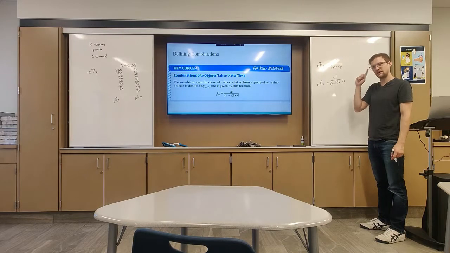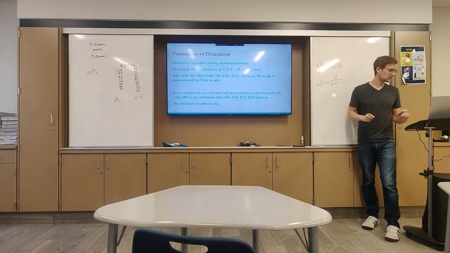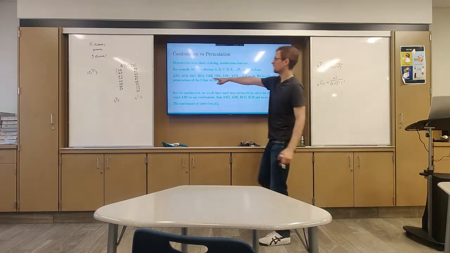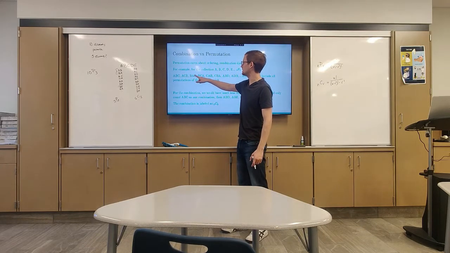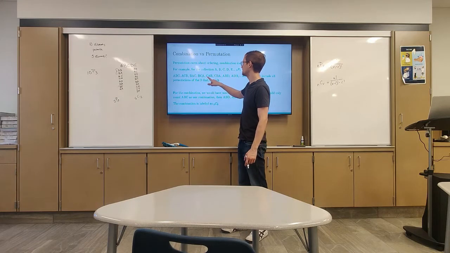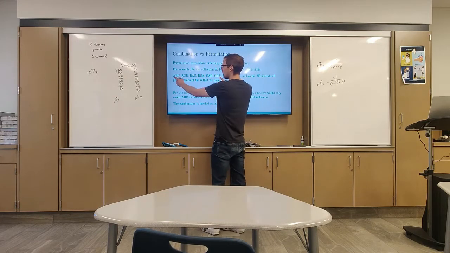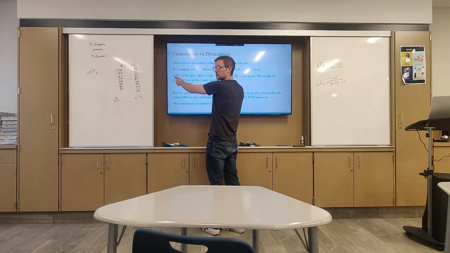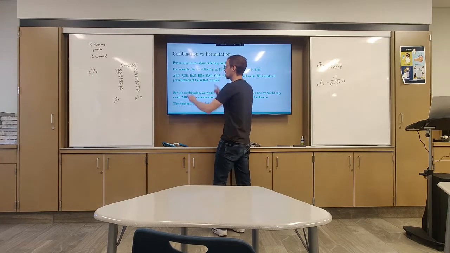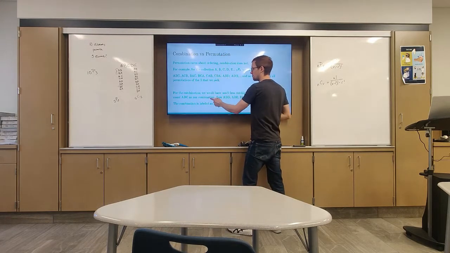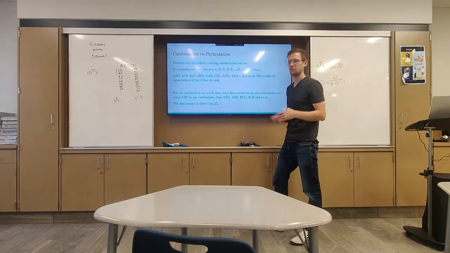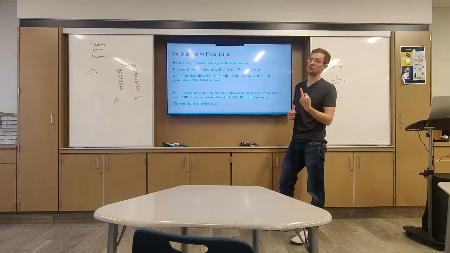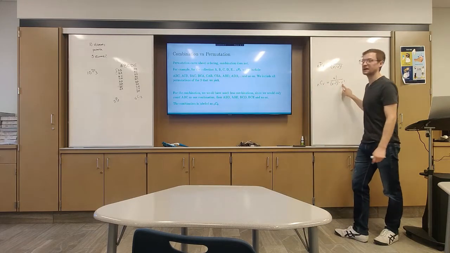Now, if you think about it, it makes sense. Remember here, ABC, ACB, BAC, BCA, CAB, and CBA. All 6 of these get collapsed into 1. For each different combination, previously I had 6 different permutations of that, and now I only have 1. So you have to divide by r factorial.